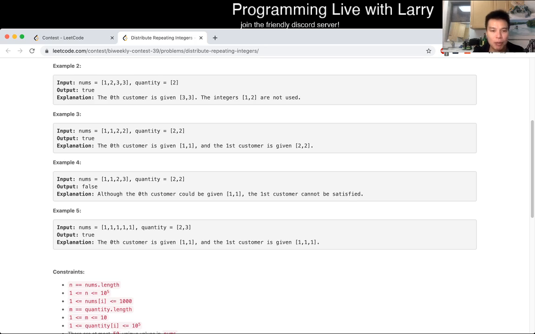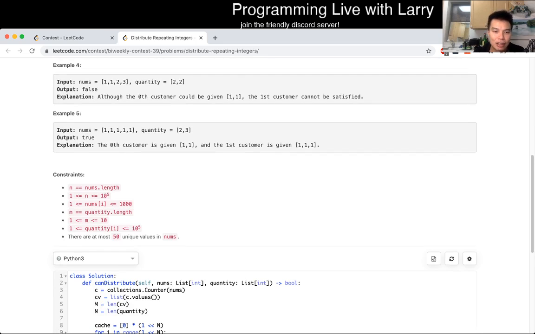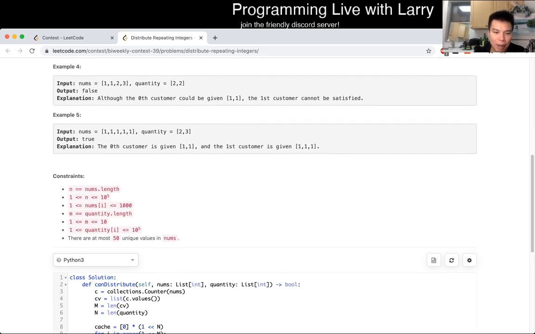So I took a look at the constraints, and there are two key things to notice. One is that there are at most 50 unique values in nums, and the other is that m is at most 10, which is the quantity that you have to fill. So immediately, that gives me a hint that it has to be dynamic programming. The fact that m is at most 10 gives me a hint that I can think about how to handle it.